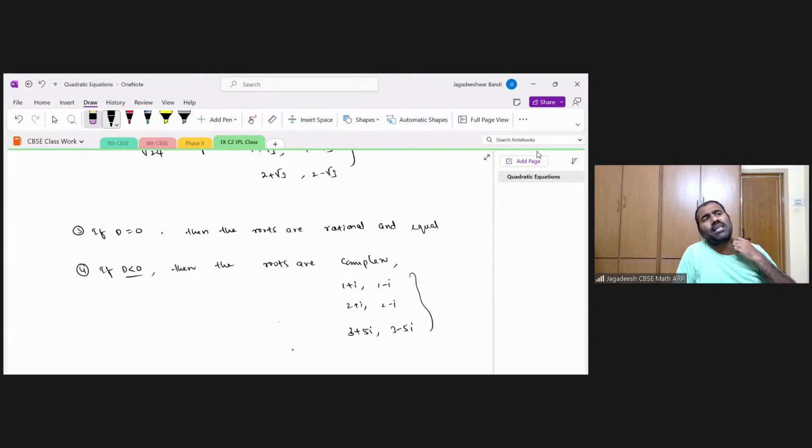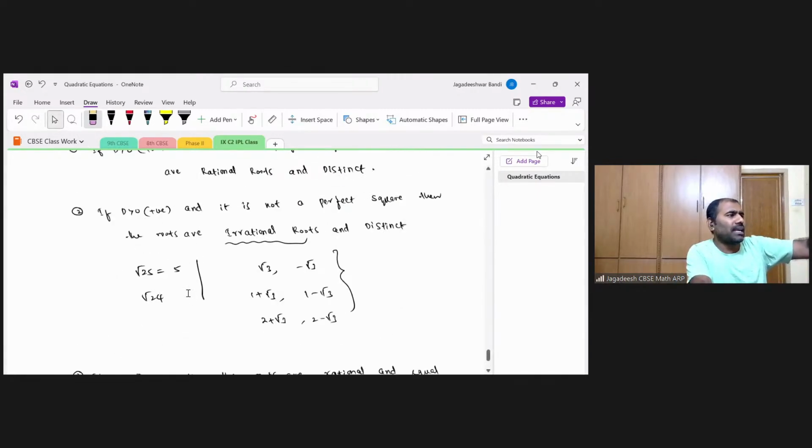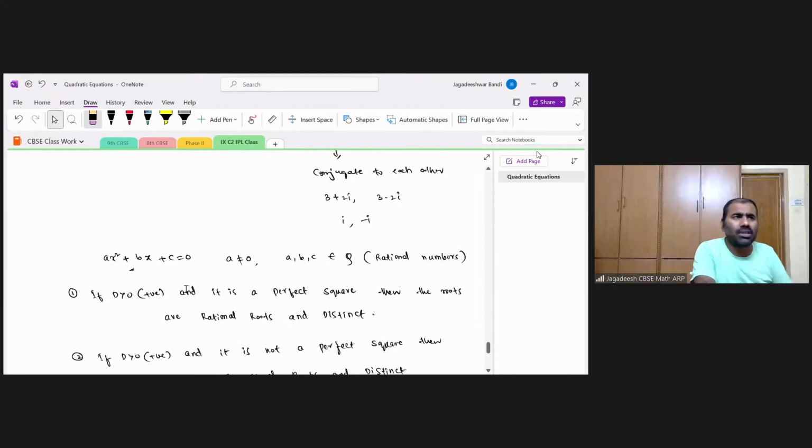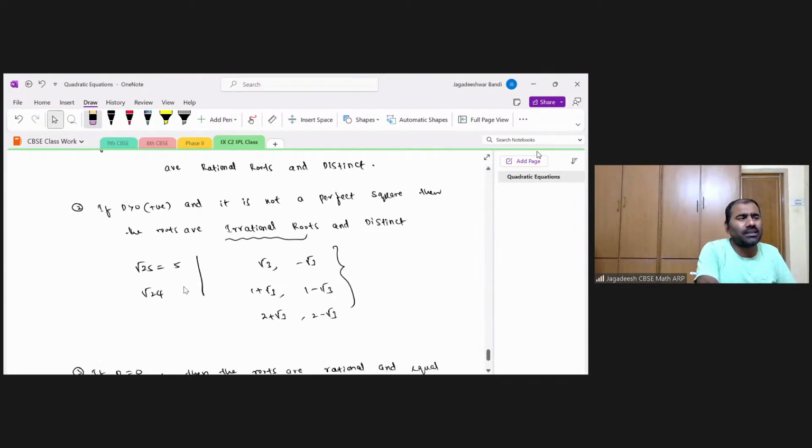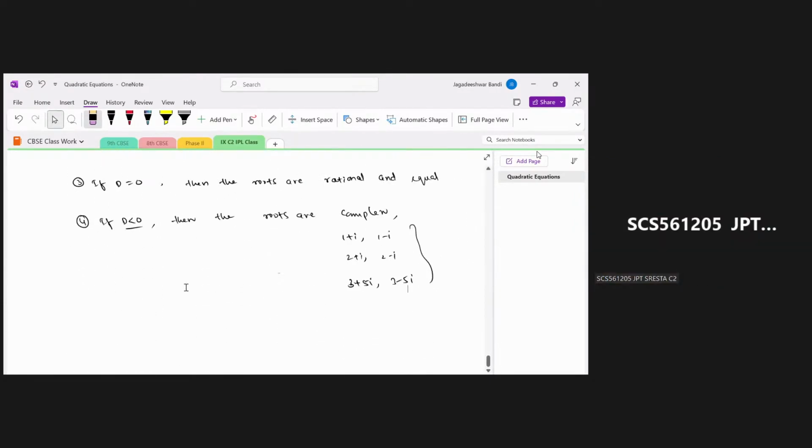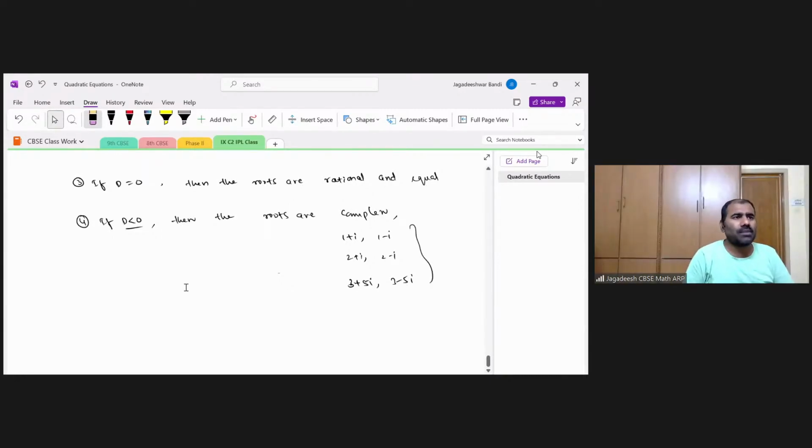So can someone tell me, the nature of the roots purely depends upon, we are always writing D greater than 0, D less than 0, D equal to 0. So what is that D meant for? b square minus 4ac, the discriminant. Clearly, the nature of the roots is described by the discriminant, which is b square minus 4ac, and which is represented as D or delta.